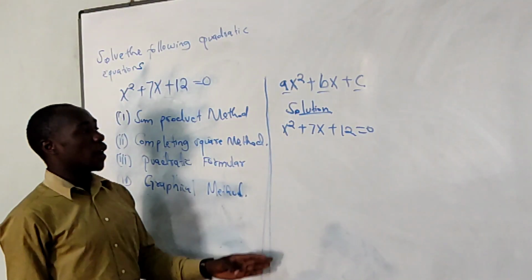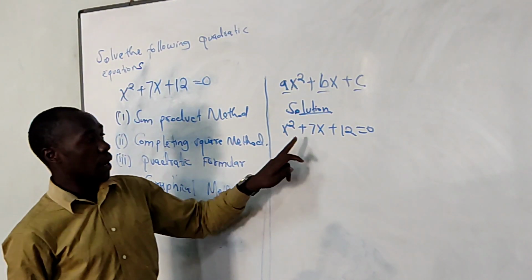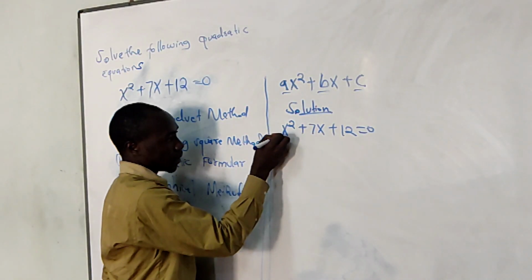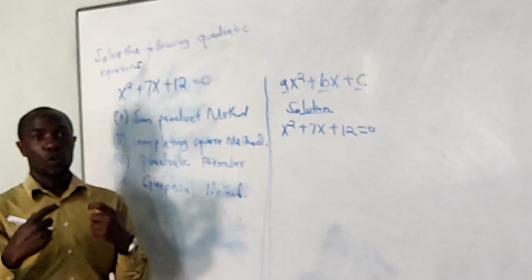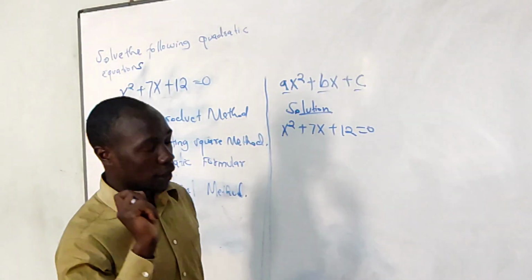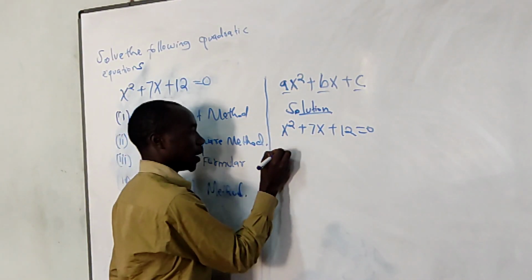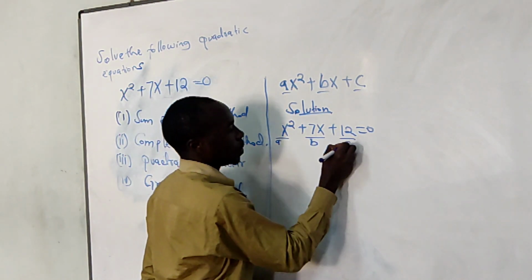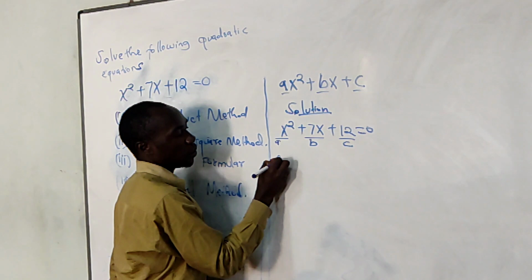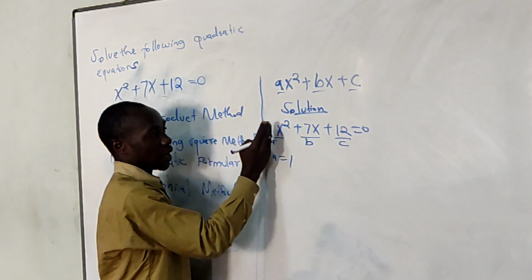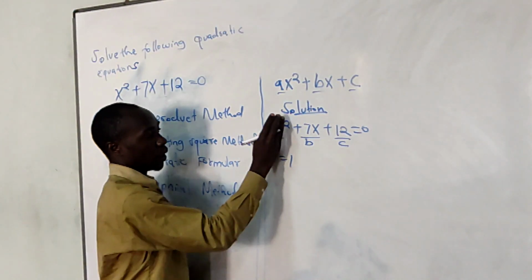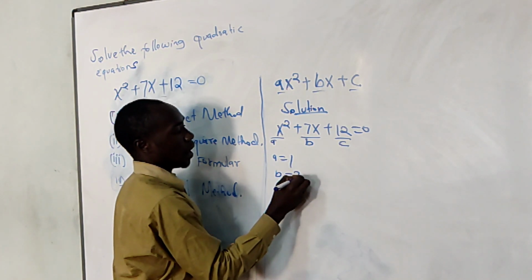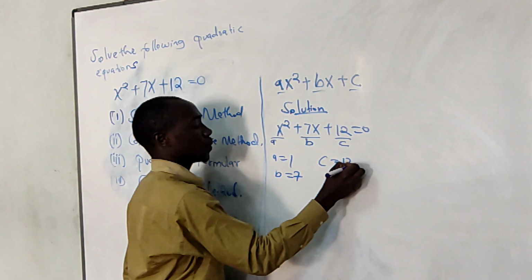So the first thing we have to know is to identify the values of a, b, and c. Let us identify. Since here we have x squared alone, we say that the coefficient of x squared is going to be 1. Here is a, here is b, and then here is c. So the value of a will be equal to 1 because you don't have any number that comes before x squared. And then the value of b will be 7, and the value of c will be 12.